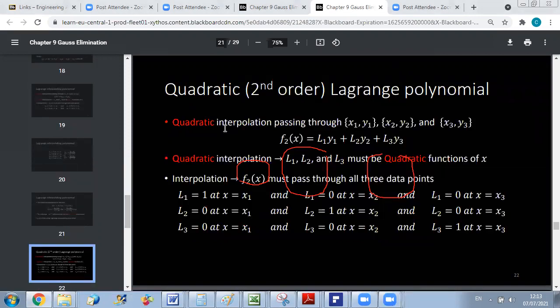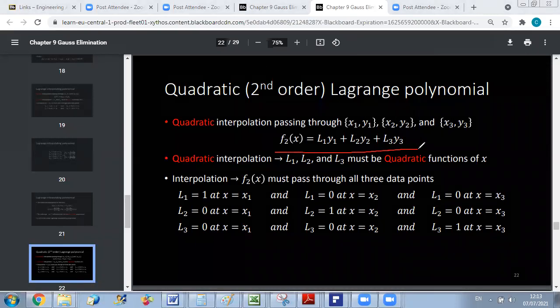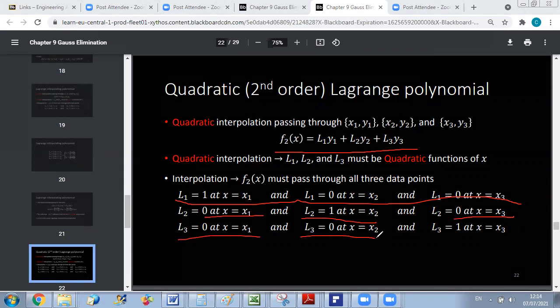So now if we want to define a quadratic, second order Lagrange polynomial to interpolate a function, then it will be the combination of L1 y1 plus L2 y2 plus L3 y3. And as we mentioned together, the conditions for L1 are the following. It should be 1 at x1, 0 at x2, 0 at x3. While L2 will be 1 at x2 and 0 at x1 and x3. And finally, L3 will be 0 at x1, 0 at x2, 1 at x3.